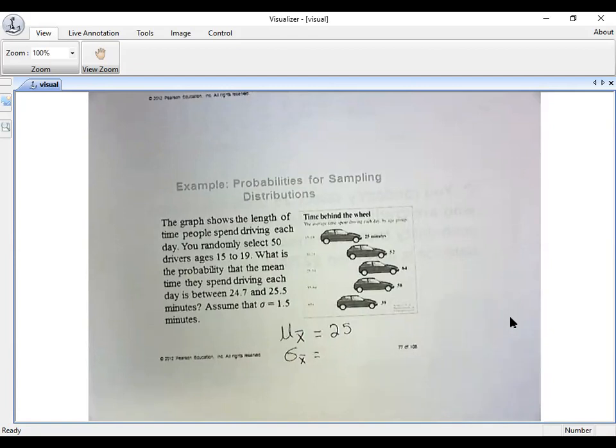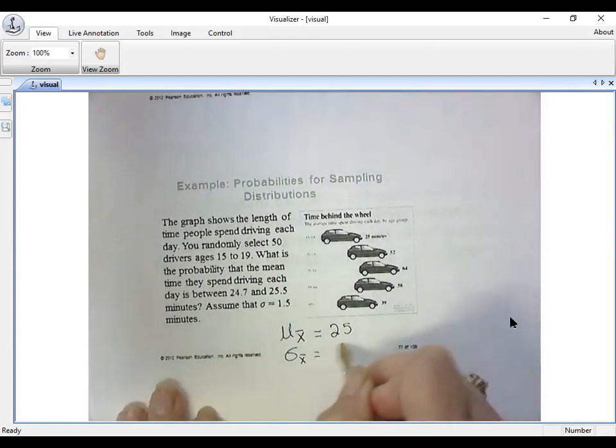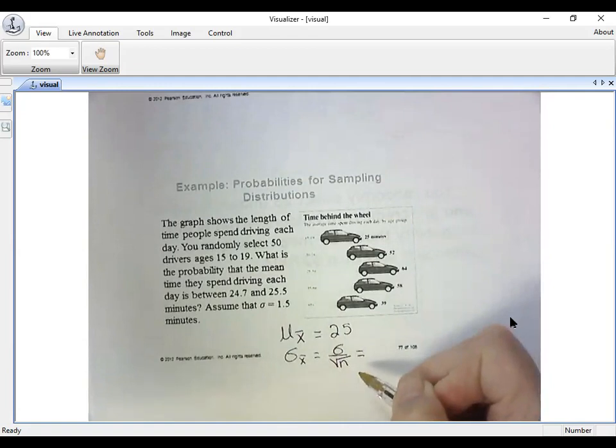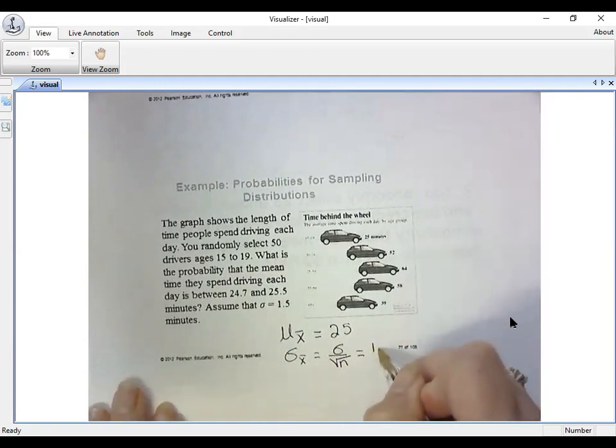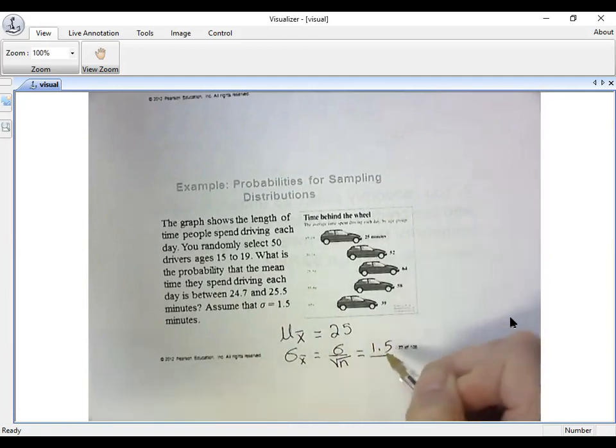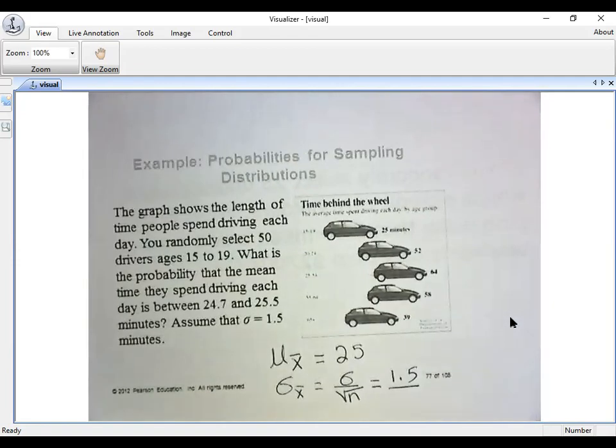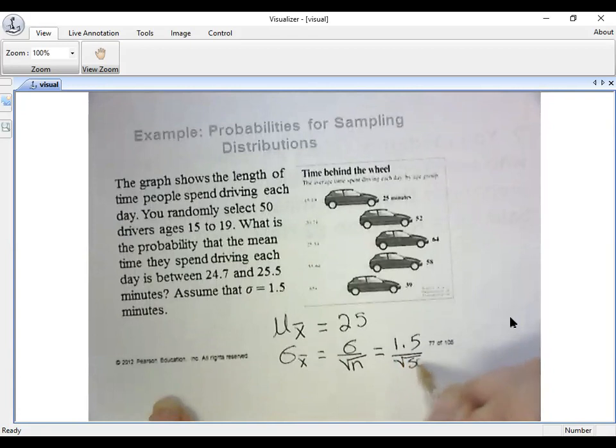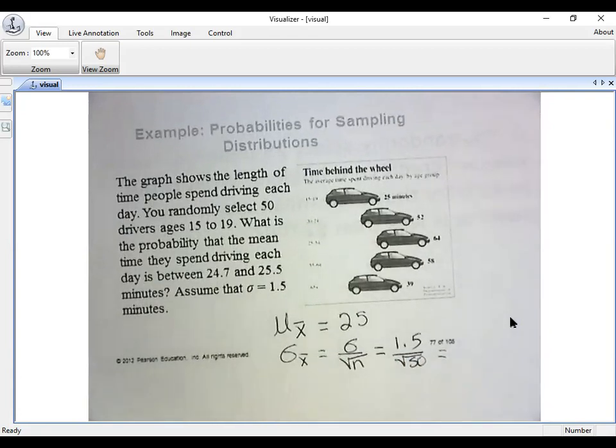If you need to, look on your formula sheet. It's got to be what? Standard deviation. Standard deviation divided by what? Square root of how many are in my sample. So my standard deviation is 1.5. And then what was my sample size? Excellent. So I've got to divide that by the square root of 50. All right, tell me what you get when you do that.